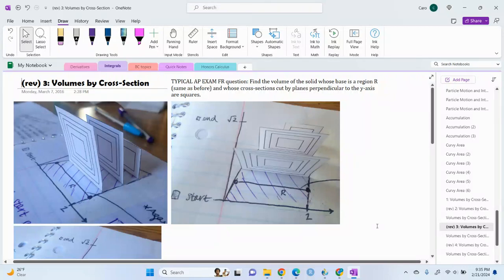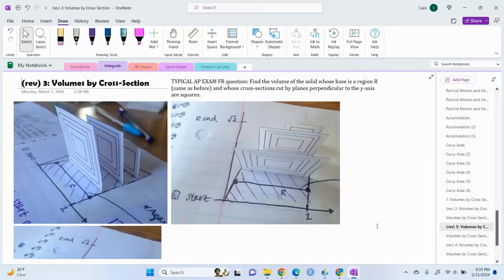Hey everyone, this is part 2 of the volumes by cross-section. The last video ended on the first example of cross-sections of semicircles. This one we are going to take squares, okay? And the key here is we're going to be perpendicular to the y-axis. And if we chop perpendicular to the y-axis, that's going to give us a square.